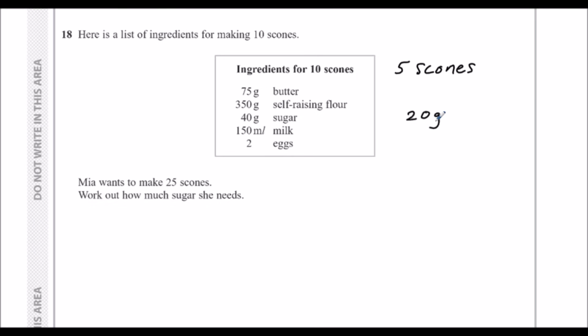So we need 25 scones. So we can either say we've got 2 10s and a 5, that makes 25, or the 5 scones times by 5, 5 times 5 is 25. So 20 grams for each 5 scones. We want 25. So 5 times as much, 100 grams.